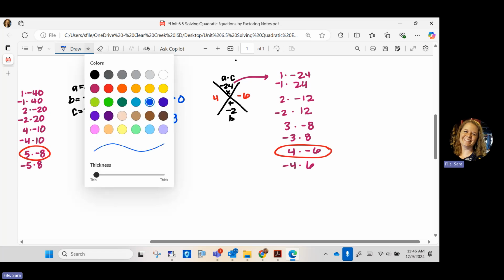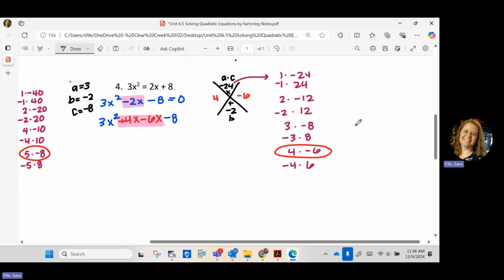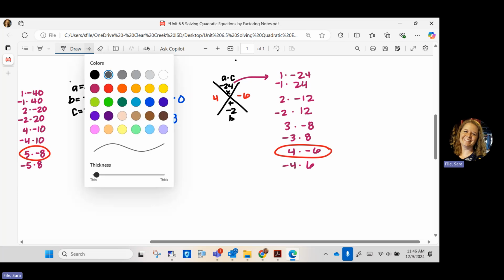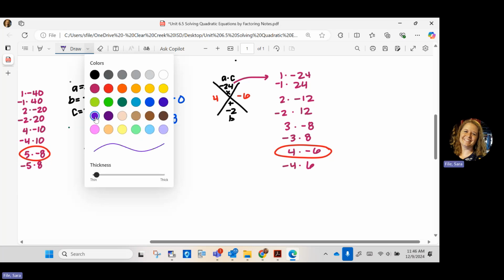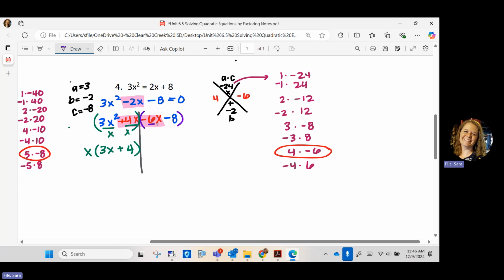Now I do grouping. This is the method for when A is not 1. I factor by grouping, which means I split the two terms on the left and the two terms on the right. So on the left, I look for a GCF. What can both of these be divided by? And that's x, which will leave me with 3x plus 4. And then I do the same thing on the right. I can divide both of these by negative 2, which would leave me with 3x plus 4.